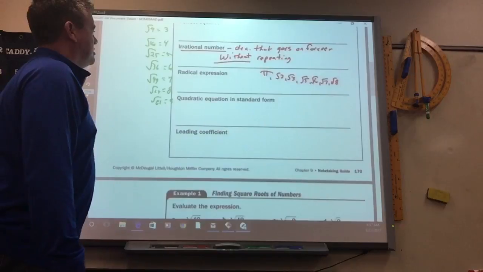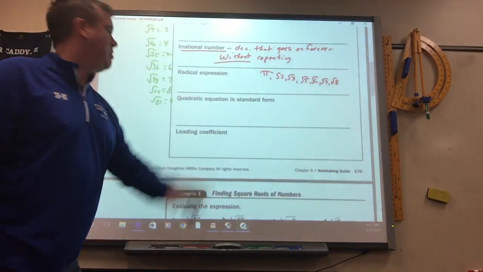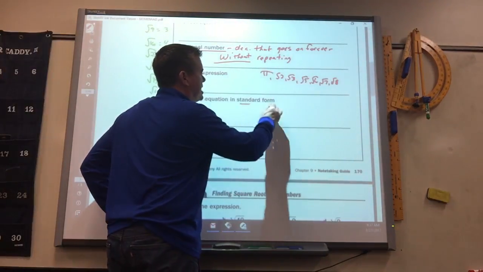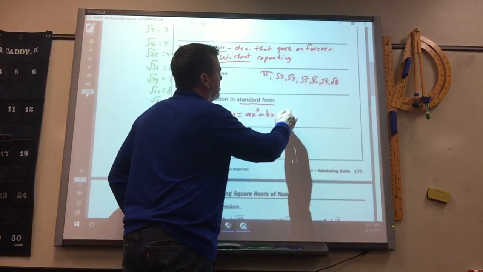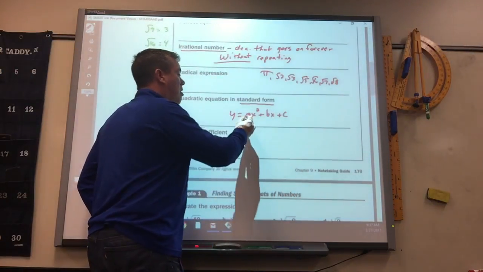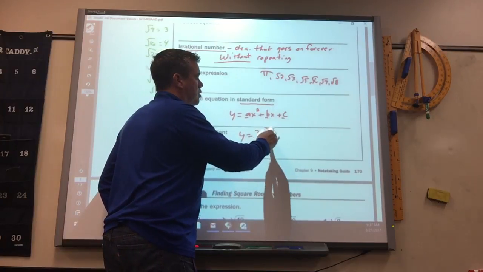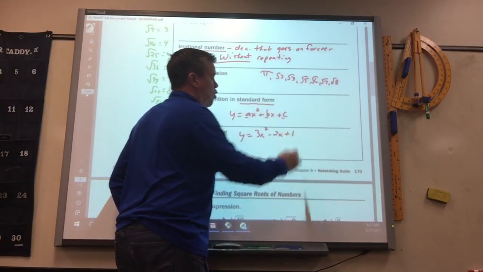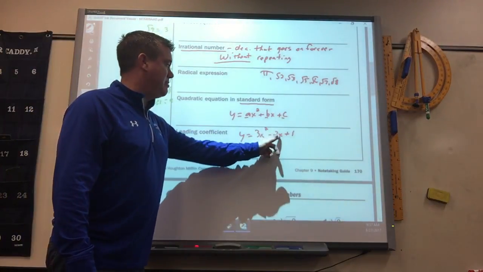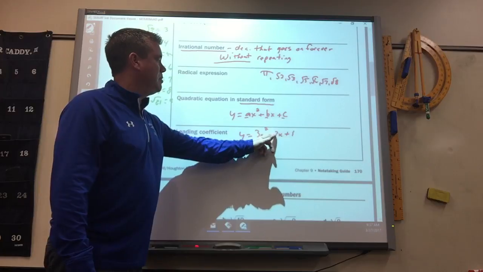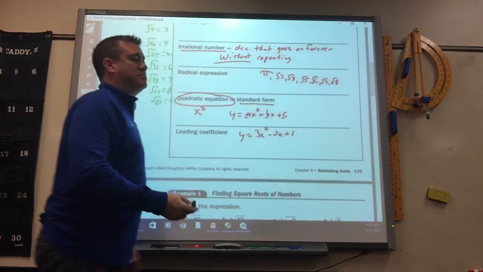Quadratic equation. It's up there on the board, in case you ever forget. A quadratic equation in standard form is y equals ax squared plus bx plus c. All that means is you just put numbers in there. 3x squared minus 2x plus 1. A quadratic equation just has an x squared. It doesn't have to have an x because b could be 0. The only thing a quadratic has to have is an x squared.